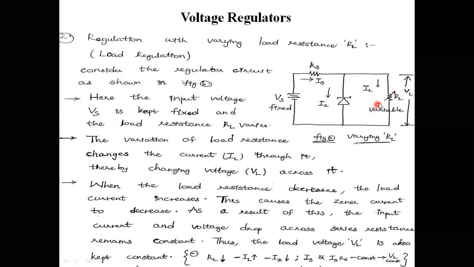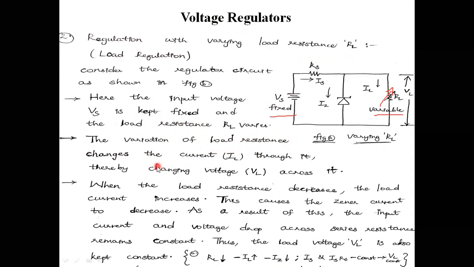This is the symbol. Variable resistance is provided here. This is fixed, whereas this is variable. Regulation with varying load resistance RL: here the input voltage Vs is kept fixed, and the load resistance RL varies.